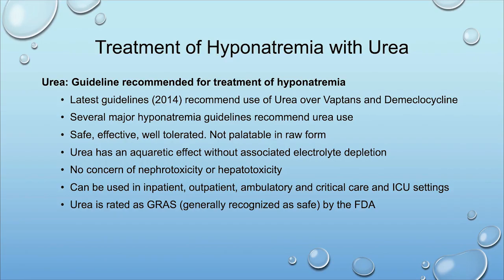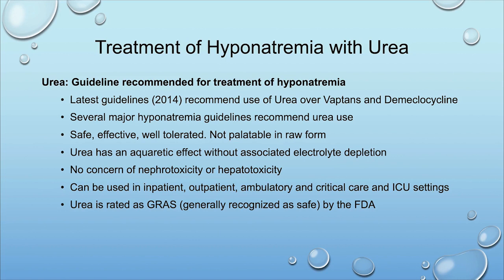The latest guidelines for the treatment of hyponatremia recommend the use of urea over Vaptans and demeclocycline. Several major hyponatremia guidelines recommend urea use. It's safe, effective, well tolerated, but not palatable in the raw form. Urea has an aquaretic effect without associated electrolyte depletion. There's no concern of nephrotoxicity or hepatotoxicity.